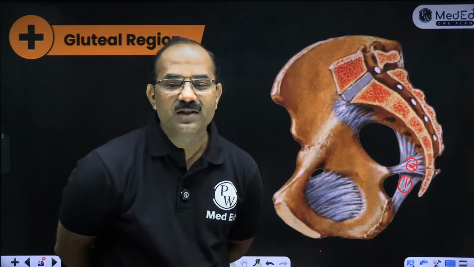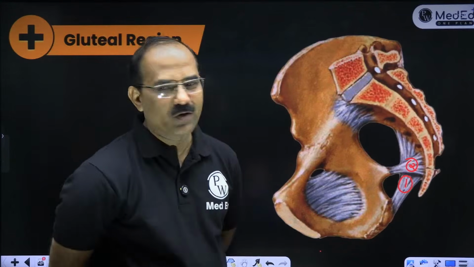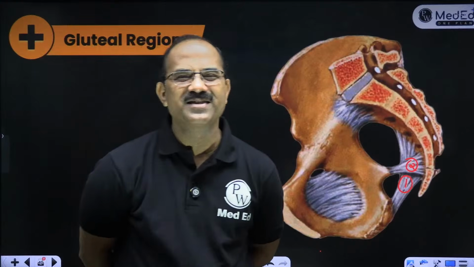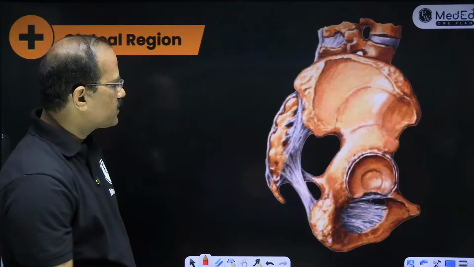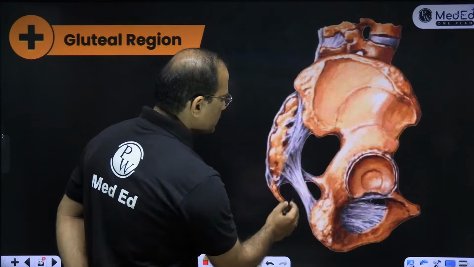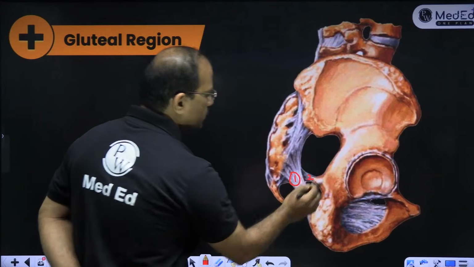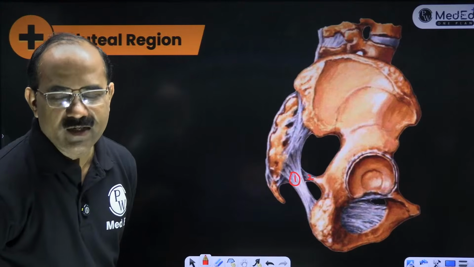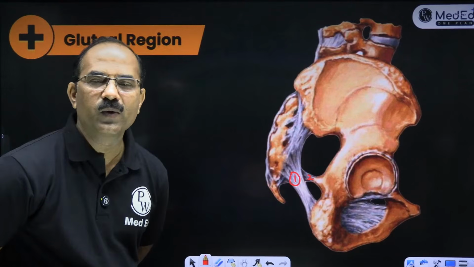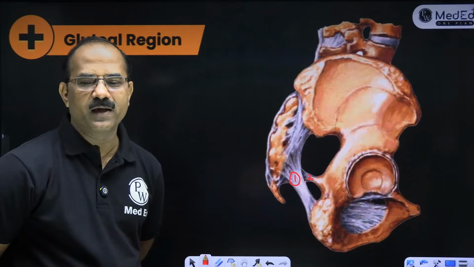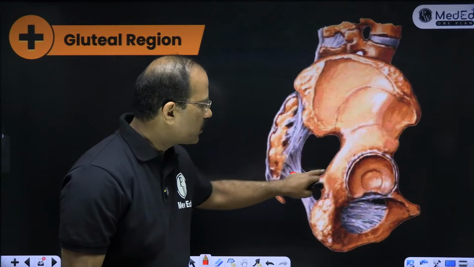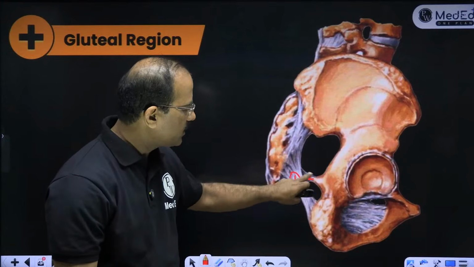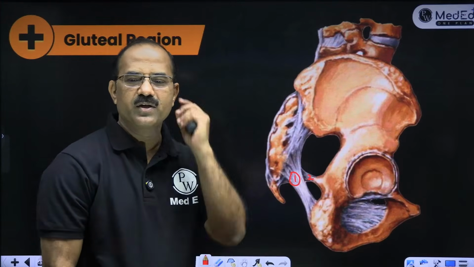I am not asking about greater and lesser sciatic foramen, Krish, I'm asking about those ligaments. This is number 1 and this is number 2. One is the sacrotuberous ligament, the other is the sacrospinous ligament. These ligaments convert the greater and lesser sciatic notches into foramina: this is the greater sciatic foramen, and this is the lesser sciatic foramen.